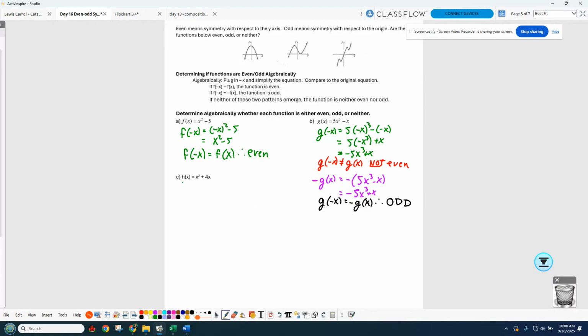Right. So if it fails the first test and the second test, then it's not one of those. The check that we are doing is in that tiny little print right there. If f of negative x equals the original function, it's even. Checking here, g of negative x did not equal the original function, so it's not even. But doing the opposite of the original function, these guys were the same, so this one is odd. Okay, let's try part C. It's on the front.